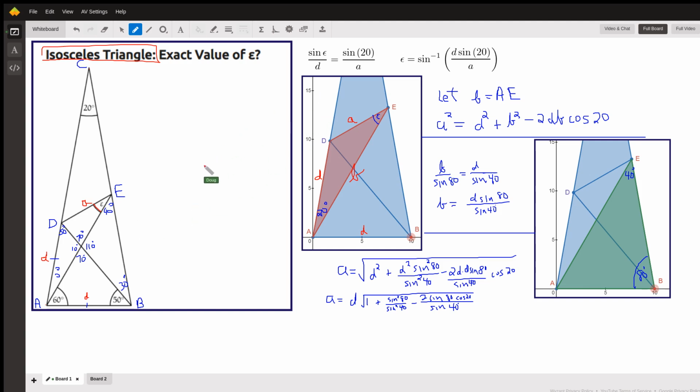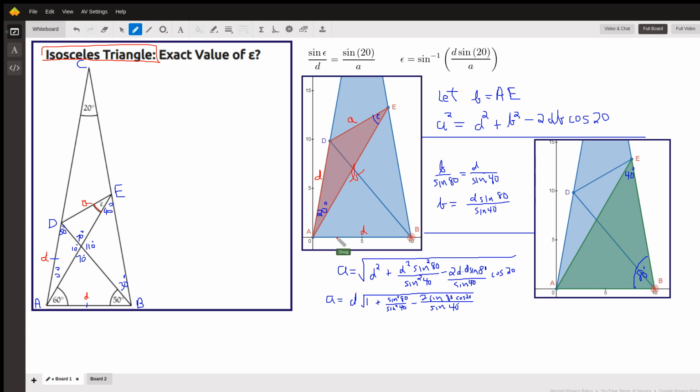So here's what I came up with. I'm sure there must be an easier way to do it, but in triangle DAE, that's this triangle right here, the sine of epsilon is to its opposite side, which is D, as the sine of 20 is to its opposite side, which I'm representing with the letter A.